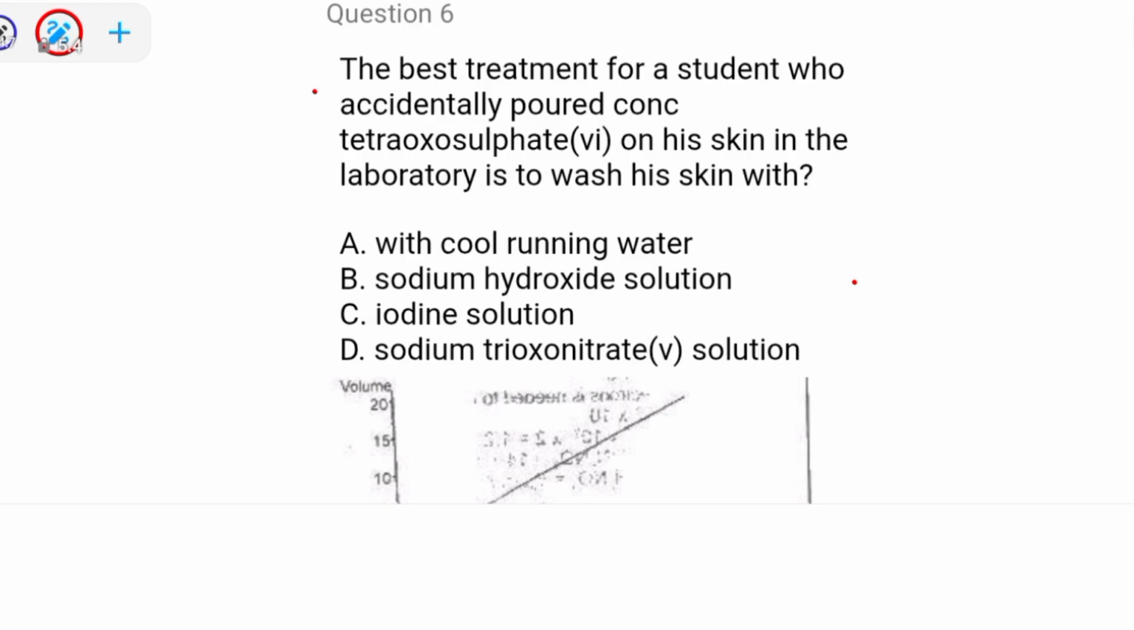The next option there is with cool running water. So the best option there is to use this one here, to wash the skin with cool running water. So it might lead to only a little amount of reaction, but at least it will wash off the acid from the skin of the student. So option A is the most appropriate answer. So just choose A there.